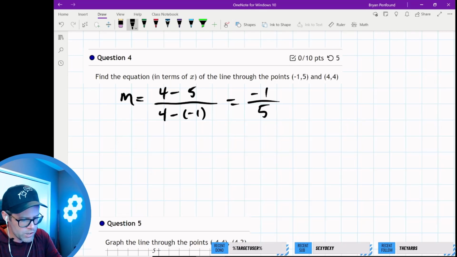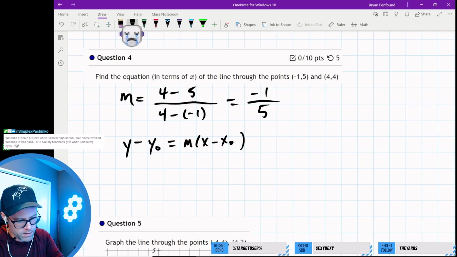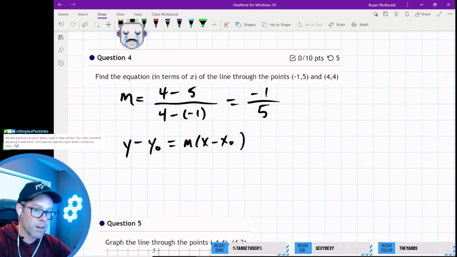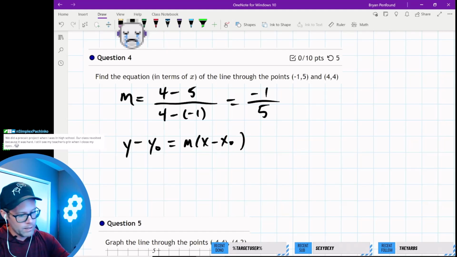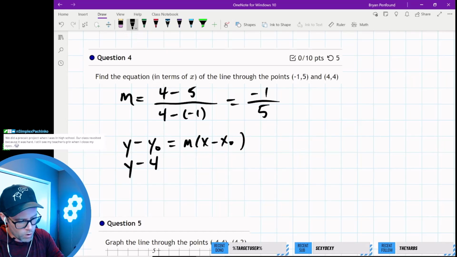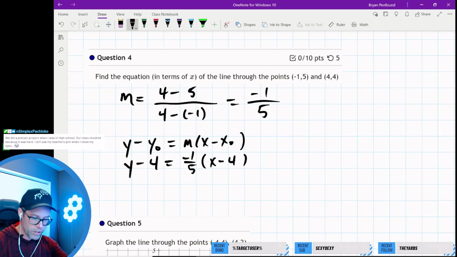Now, there are a couple of different ways you could finish off this question. I personally like using the point-slope formula, so I would do something like y minus y naught is equal to m times (x minus x naught). This is a very handy formula to know, especially when we start looking at calculus stuff. And then we just pick one of these points. It doesn't really matter which one. Let's take the (4, 4). And so this should be good enough. I believe the computer system would probably permit this to be a final answer.